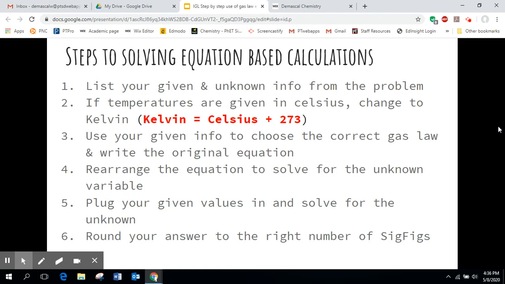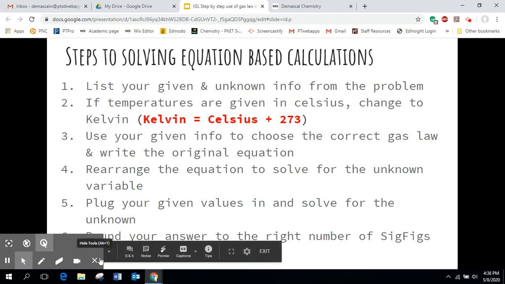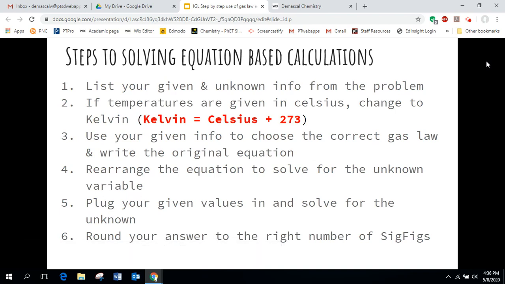All right, so remember, you have these steps to problem solving that we should be doing pretty much every step of the way. Every problem we do, we should be looking through these steps. We want to give a list of your given and unknown information. That's going to help you figure out what gas law. As you're writing down that information, if there's anything that is given to you in Celsius, as far as temperatures go, remember every gas law equation to plug temperature in, it must be converted to Kelvin first before you use it in the calculation.